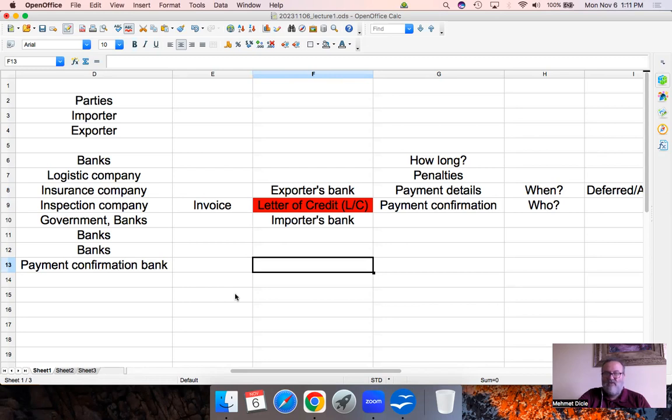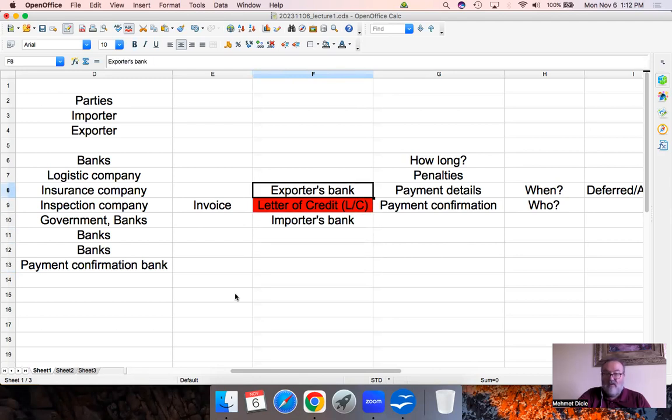The payment confirmation bank usually is a local bank. However, if I'm a corporation and I'm international, I might have relationships with banks in other countries. For instance, if I'm a company who has regular dealings in, say, Brazil, I might find a bank in Brazil who would be willing to give me a payment confirmation. Now, again, the Brazilian bank has nothing to do with this transaction. The exporter is not in Brazil. The importer is not in Brazil. But for whatever reason, I found a bank in Brazil who would be willing to give me a payment confirmation.